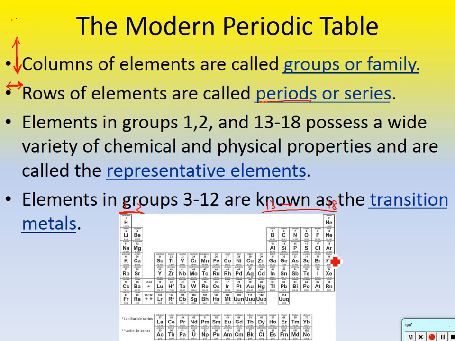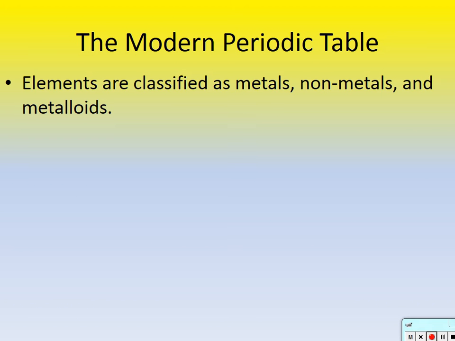Elements in groups 3 through 12 are known as the transition metals. So if you look here, here's group 3 and here's 12. So what they're talking about is the d orbital block. They're known as the transition metals. Groups 3 through 12 are the transition metals. All right. Elements are classified as either a metal, a nonmetal, or metalloids. So every element on the periodic table can either be a metal, a nonmetal, or a metalloid.